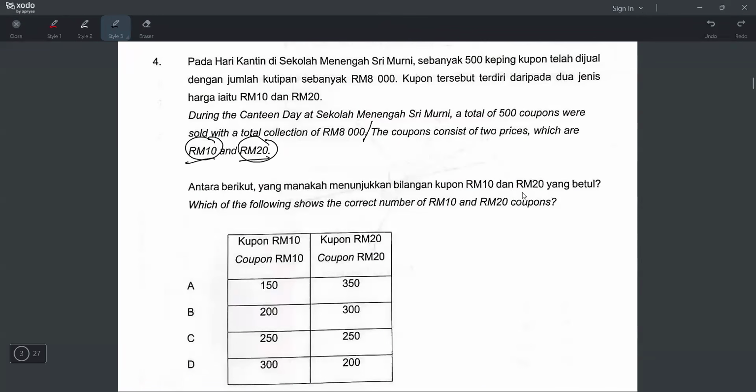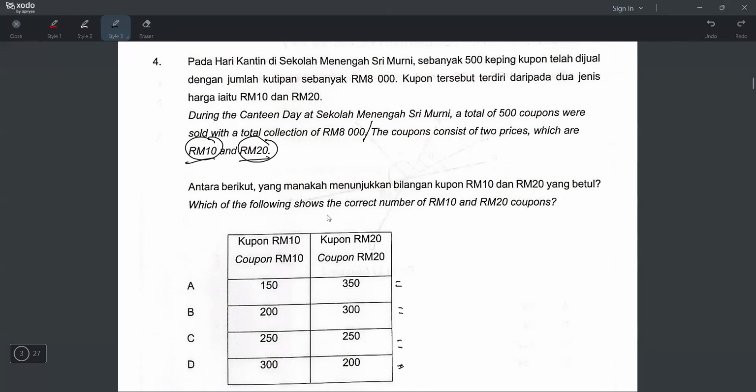Okay, what I will do here is straight away look at the answer. When we are doing paper 1, don't forget that we actually have 4 choices. Kita ada 4 pilihan dekat sini. So what we can do is straight away look at the answers, and because we know one of these answers will be correct, we can calculate using the answers. Just go down and try to see which one gives you 8,000 lah.